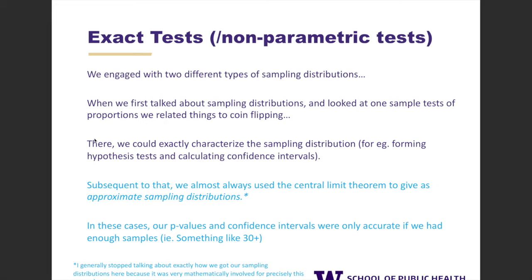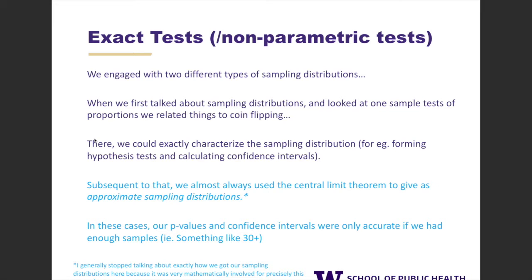And this is related to sampling distributions. So we've engaged with two different types of sampling distributions in this class. When we started talking about sampling distributions, we looked at one sample test of proportions, and we related everything to coin flipping, right? We said, imagine, in a simple example, you have a coin, you flip it 100 times, and you observe 75 heads. Do we believe that this coin is fair or not? And we looked at the sampling distribution of the proportion of heads out of 100 flips when the probability of flipping heads for the coin was 50%, right?